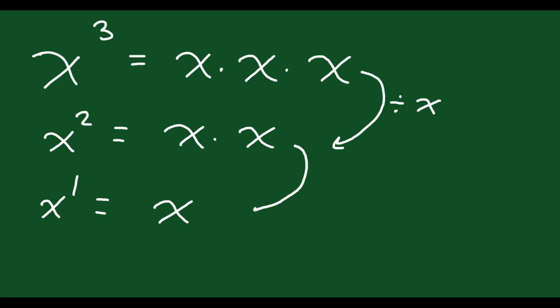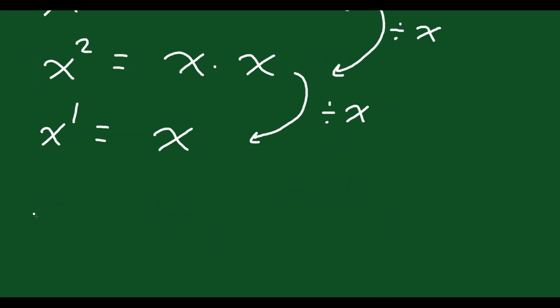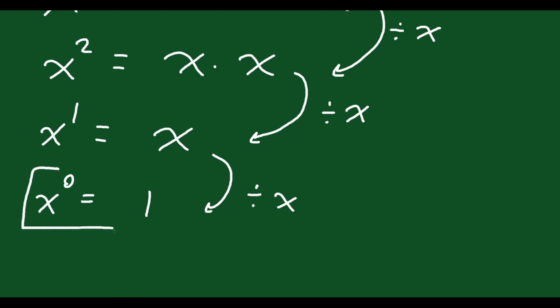And to go from here to here, it looks like we divide by x once again. And so if I do divided by x again to get to the next step, right? So 3, 2, 1 are the exponents, so the next exponent should be 0. Divide that by x. What do I get? Well, x divided by x is 1. So x to the 0 is equal to 1. That's actually one of your exponent rules that you have to remember. x to the 0 is equal to 1.